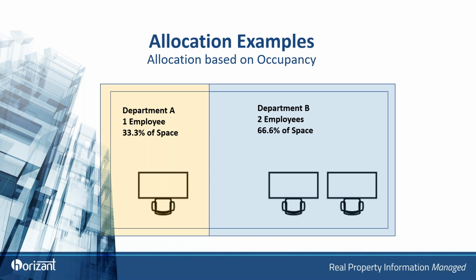So if you look at a space here, this is a concept of a room where department A is on one side and department B is on the other. And department A only has one employee versus the other one. So ultimately, when you do a roll up, it may seem that department B is going to take up more of the space. So that's one traditional setting that you would use to calculate your space usage.